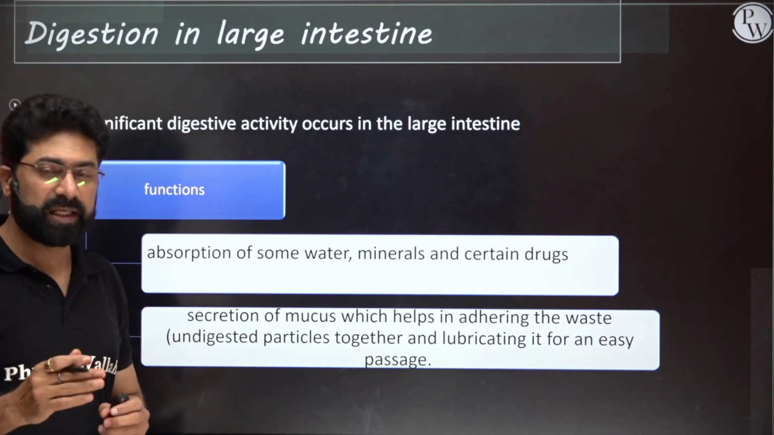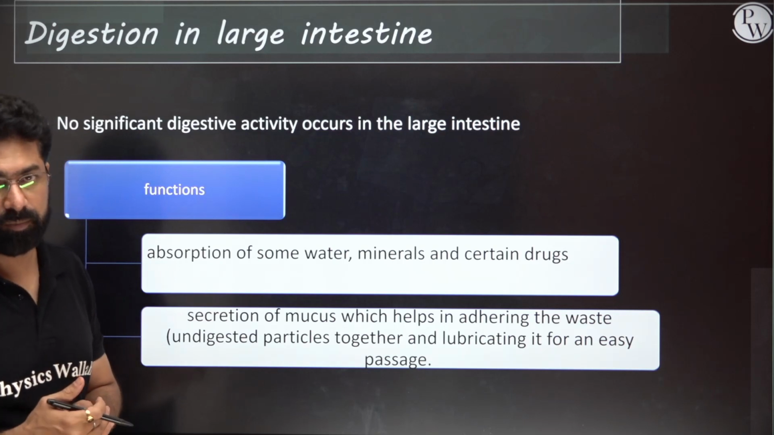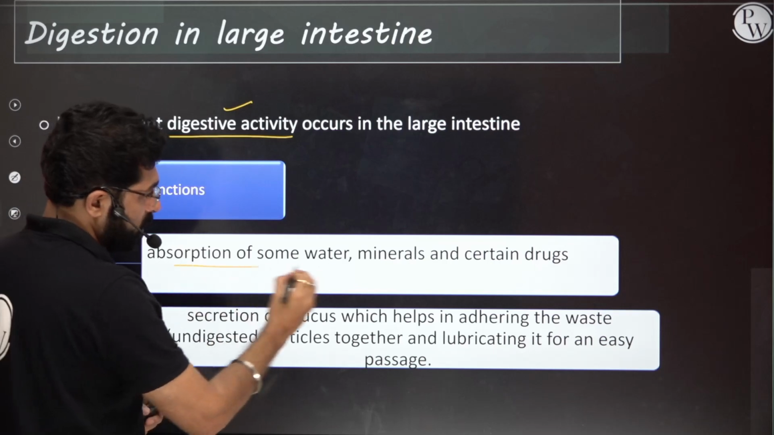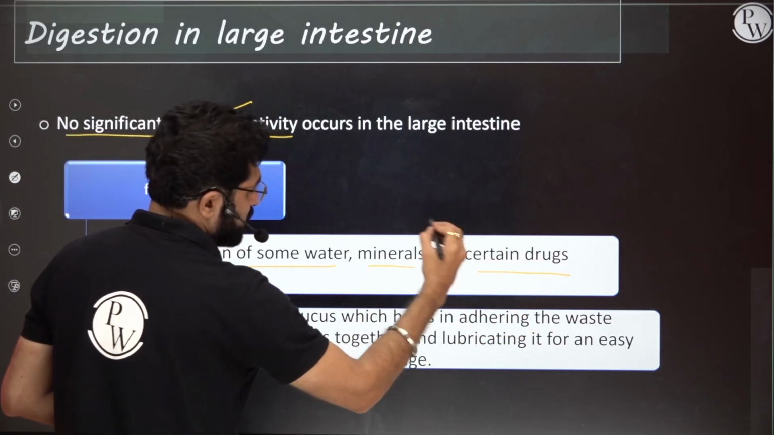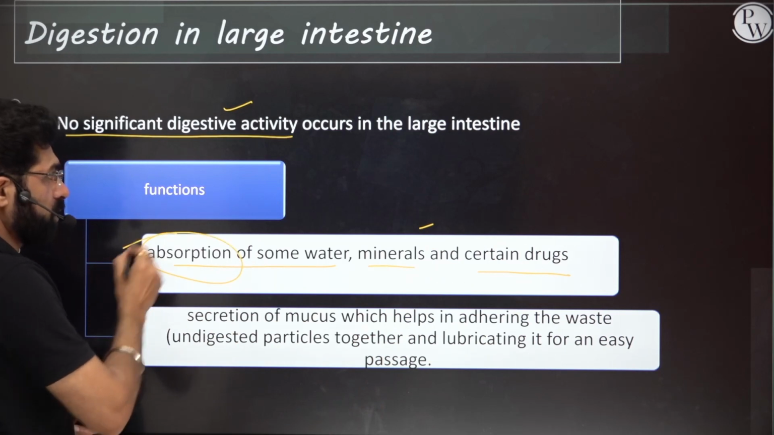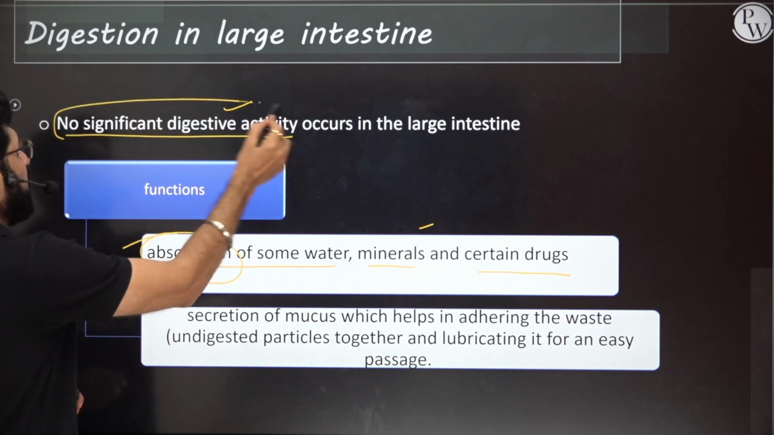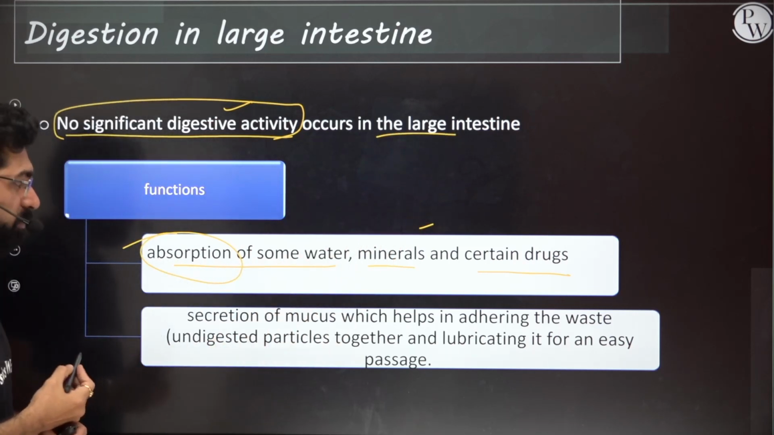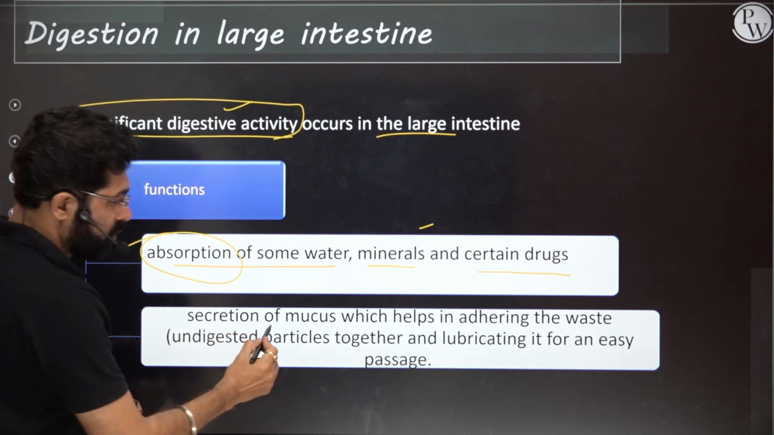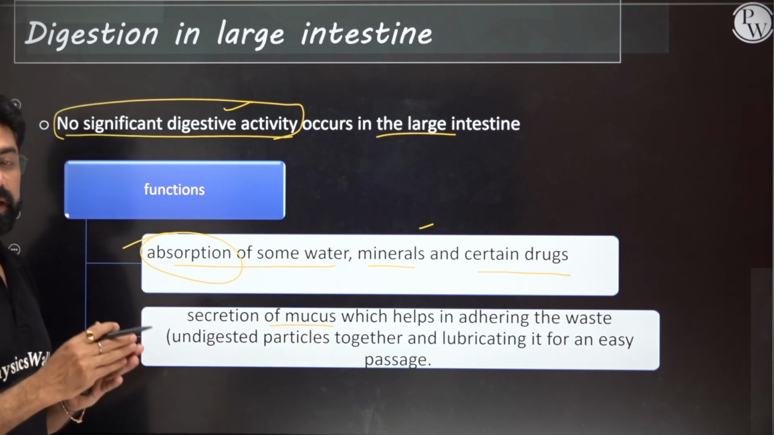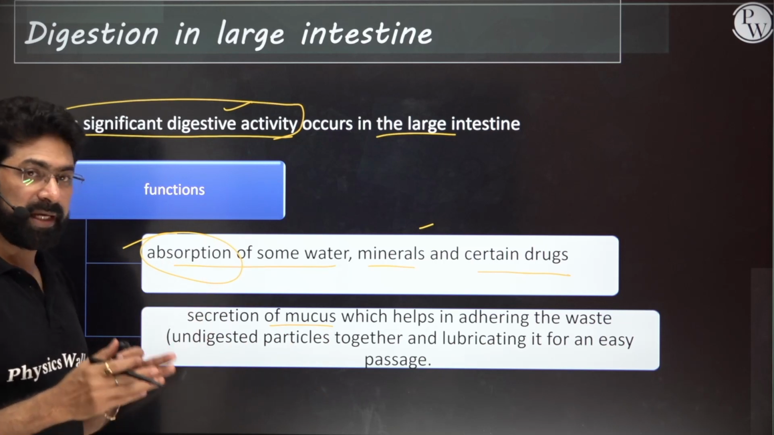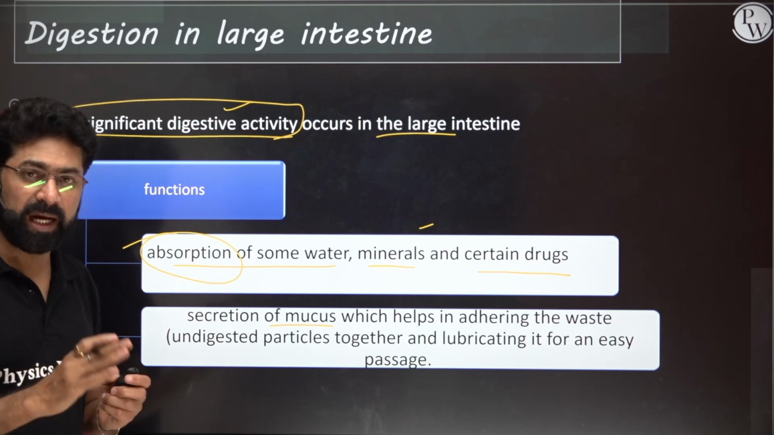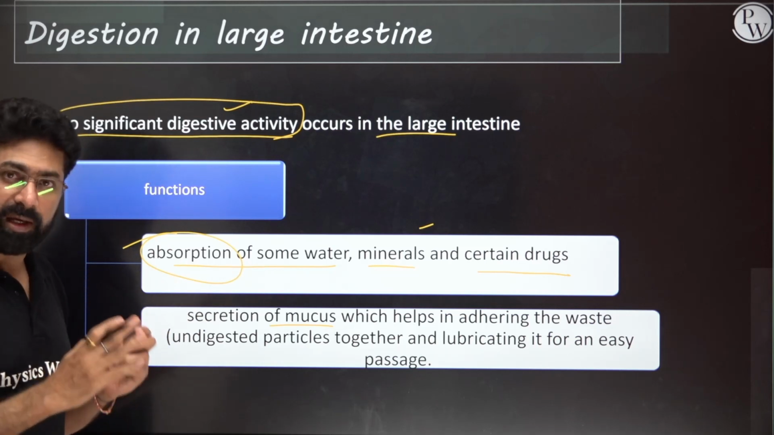Okay, let's talk about the large intestine. In the large intestine, there is no significant digestive activity. Only absorption of water, some minerals and certain drugs can take place. So I'm talking about absorption here, not digestion. Secretion of mucus also happens, which helps in the easy lubrication of the undigested food, that is, the feces. So this was a function of the large intestine. It will not have any significant digestive activity.